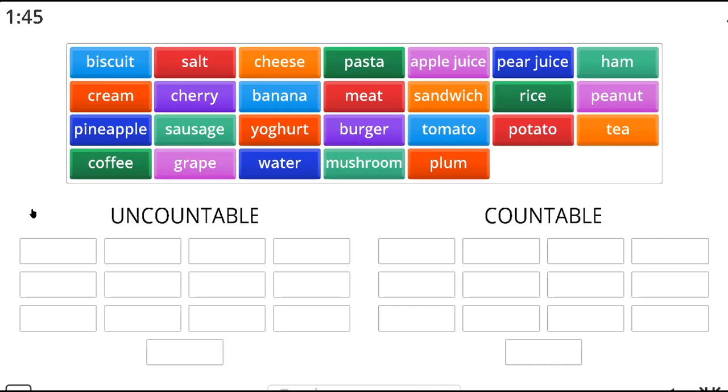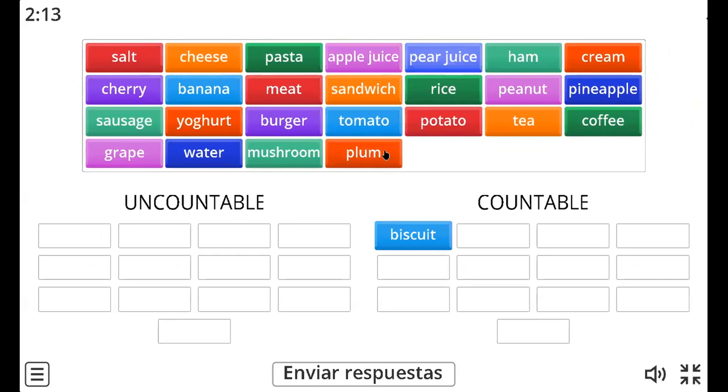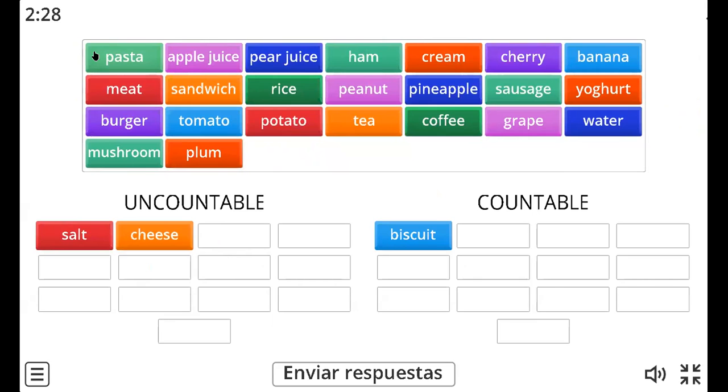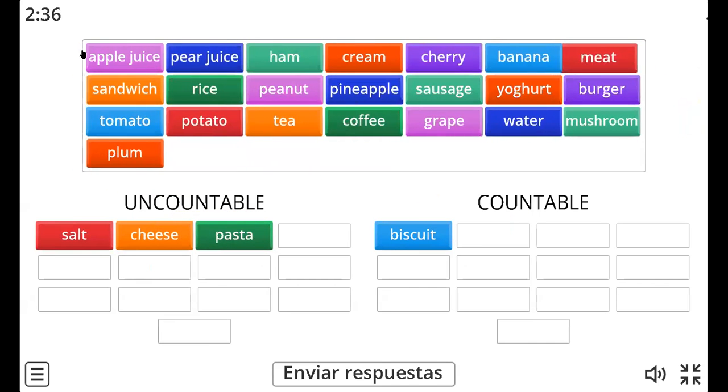Since most of you are listeners right now, let's try to do it together, right? Countable or uncountable? What do you think? Is biscuit countable or uncountable? Ideas? What's a biscuit? Countable. Okay. How about salt? Uncountable. Cheese? Uncountable. Okay, perfect. Pasta? Uncountable. Okay, uncountable.